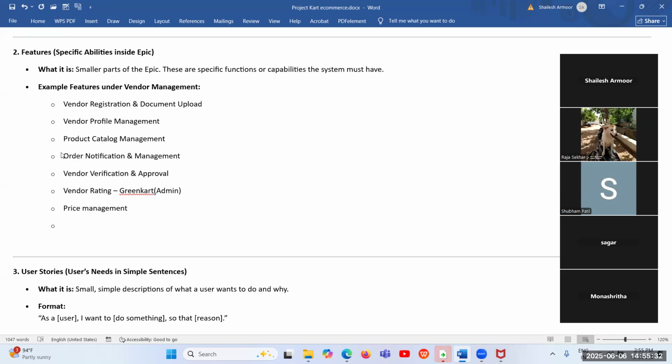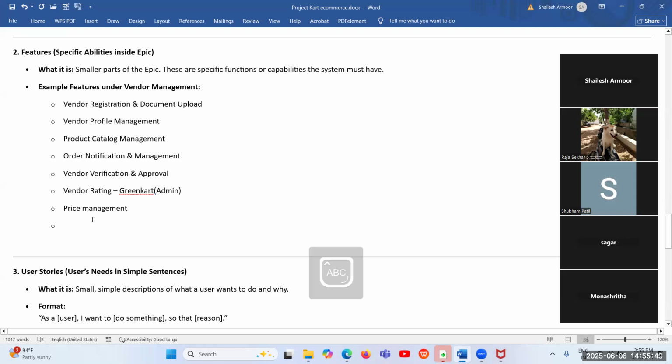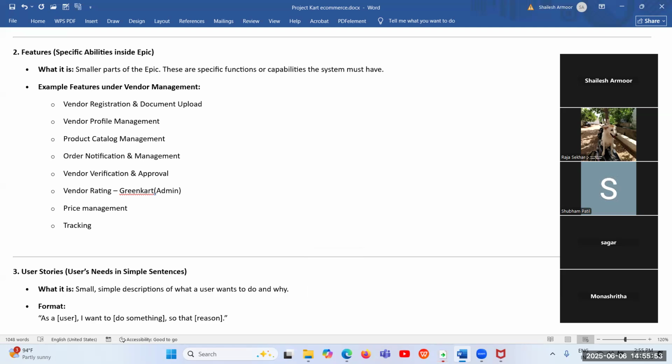Can you repeat once again? I'm saying that if someone purchases the product from the vendor side, the vendor has to send the transporter. Okay, delivery tracking, you mean? Like courier, parcel tracking. Yes, delivery tracking. Okay. Very good. Sagar, do you have anything?